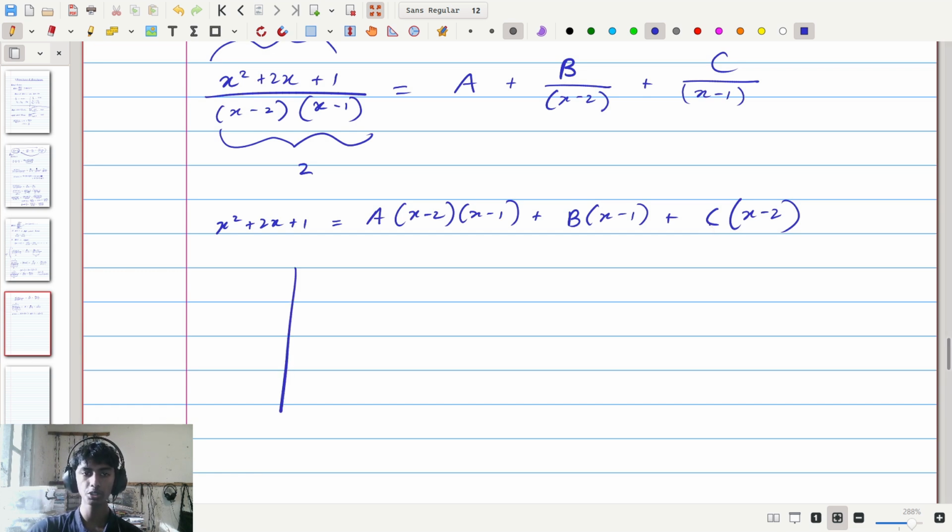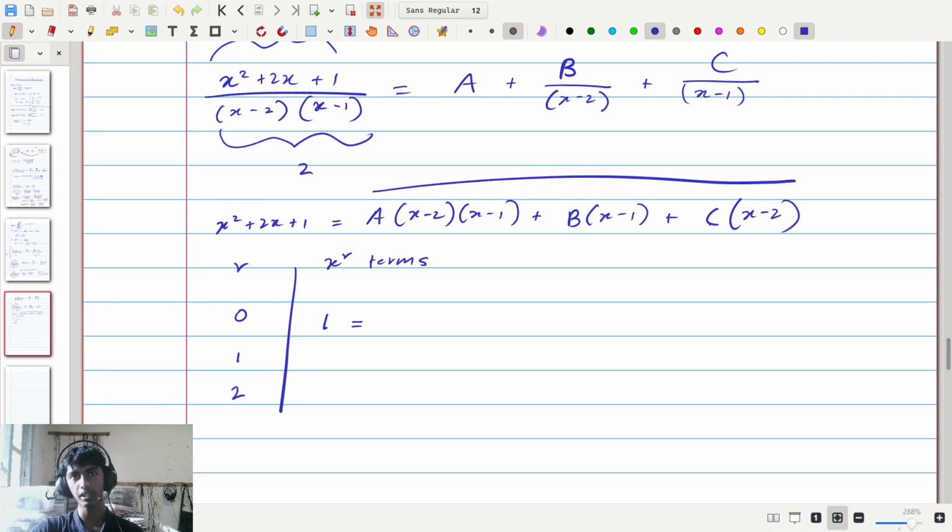So in papers and in practice, what you would do is simply write x to the r terms over here. We would say, comparing the x to the r terms, what we get. So in this case, we need r to go from 0th powers to first powers to second powers. So we need r equals 0, r equals 1 and r equals 2. R equals 0 corresponds to x to the 0 terms or constant terms. On the left hand side, the constant term is 1. So we have 1 equal to the sum of all constant terms on the right hand side. Because if the left hand side polynomial is equal to the right hand side polynomial, then coefficients of all x to the r terms should be equal.